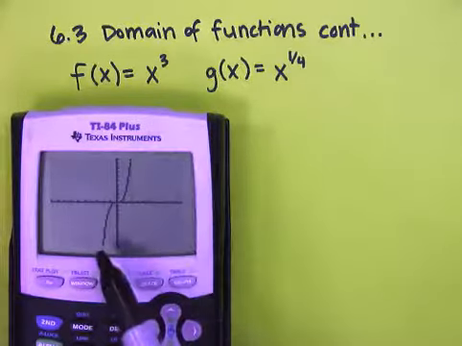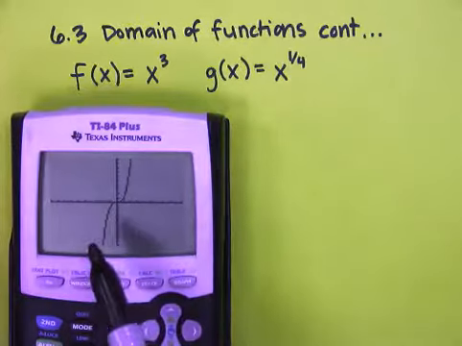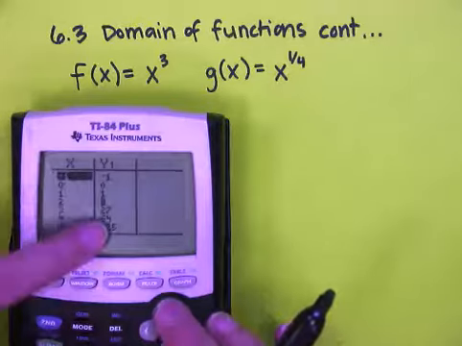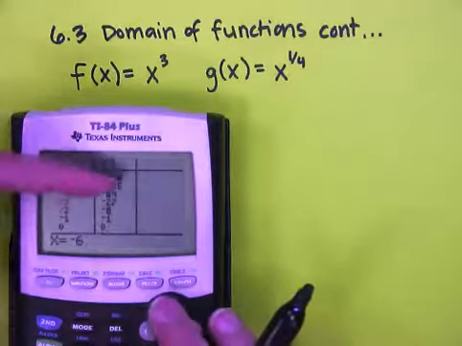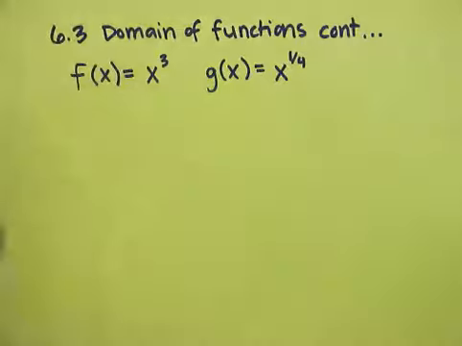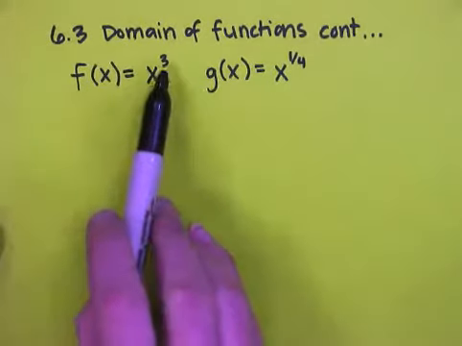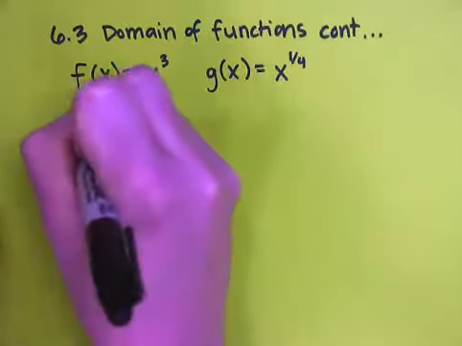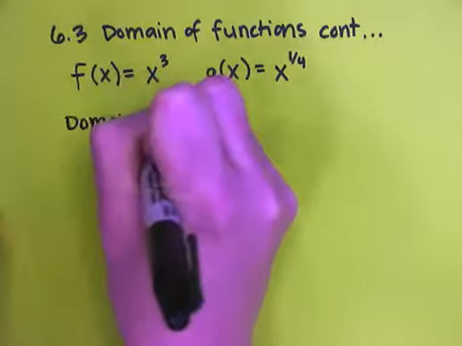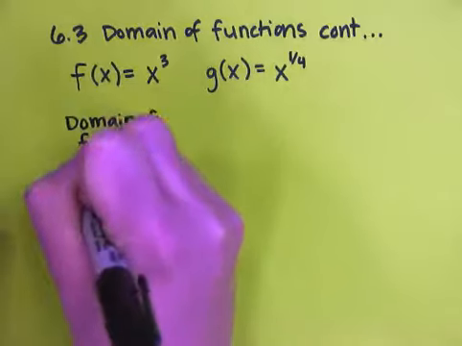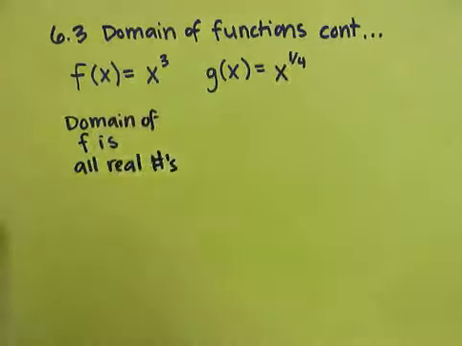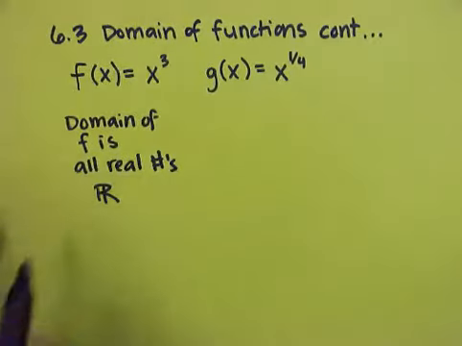That would indicate to me generally that this is going to be a domain in which I can use all real numbers. If I look in the table, I see positive numbers giving me outputs, and I also see that negative numbers give me outputs, which would indicate all real numbers. Now this makes sense because I can cube any number I want. And so the domain of f is all real numbers. And often we use the symbol, a double capital R, as a shortcut for all real numbers so we don't have to write it out.